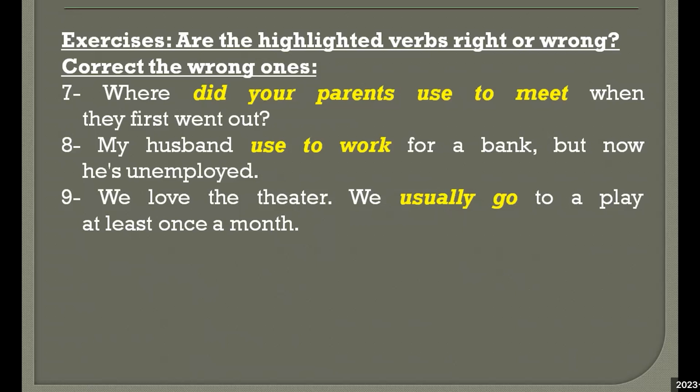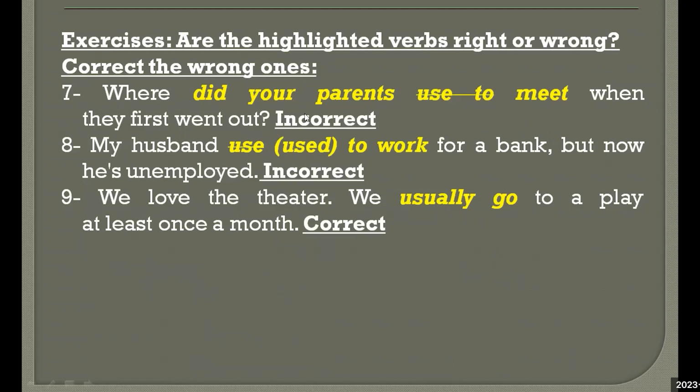Okay, now it's time for me to show you the answers. That's incorrect. The first sentence is incorrect. Where did your parents used to meet? No, I'm saying when they first went out, the first time when they went out, when did they meet? Where did they meet? So remove used to and just use meet. Where did your parents meet when they first went out? It's one time. It's not a repeated action.